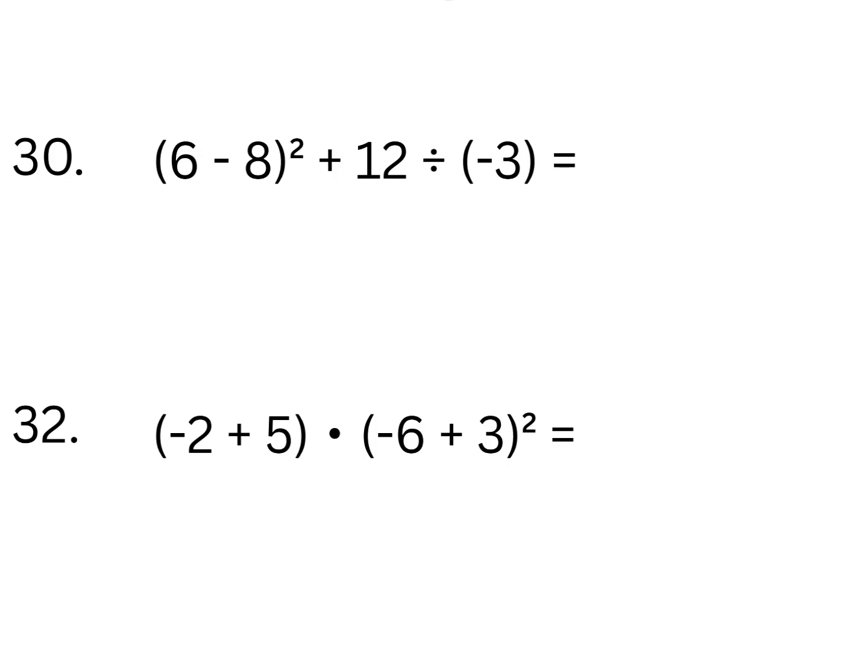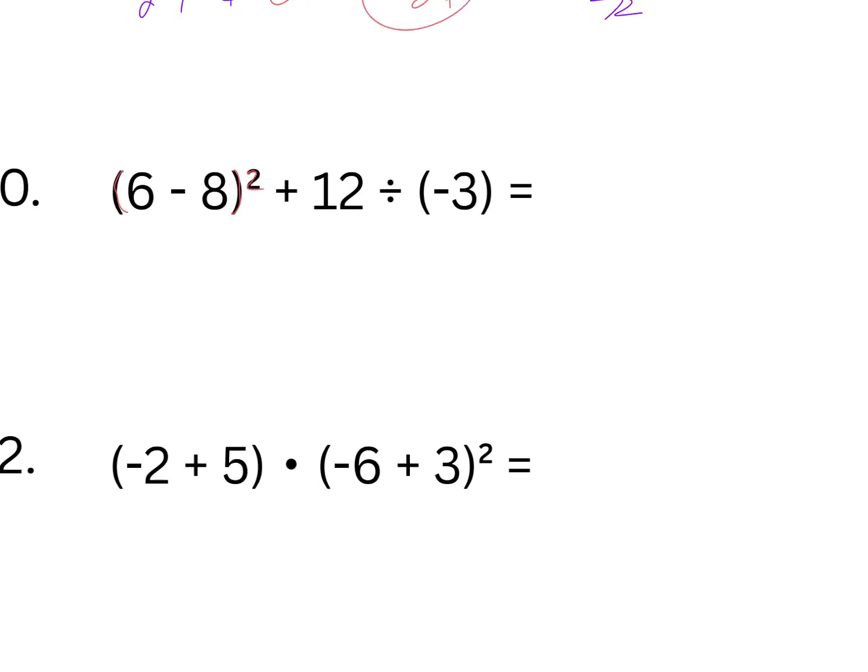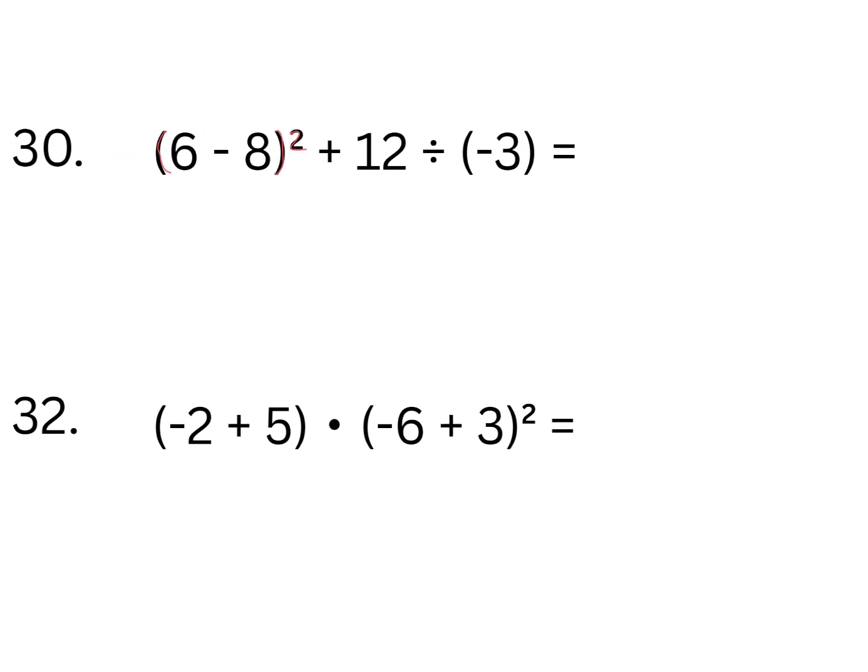6 minus 8 inside of parentheses, then it's squared. Okay, so let's go inside those parentheses and do that. 6 minus 8 is negative 2. Then it's being squared. That is 4. Plus 12 divided by negative 3. So now we did all this, and then we can do 12 divided by negative 3.